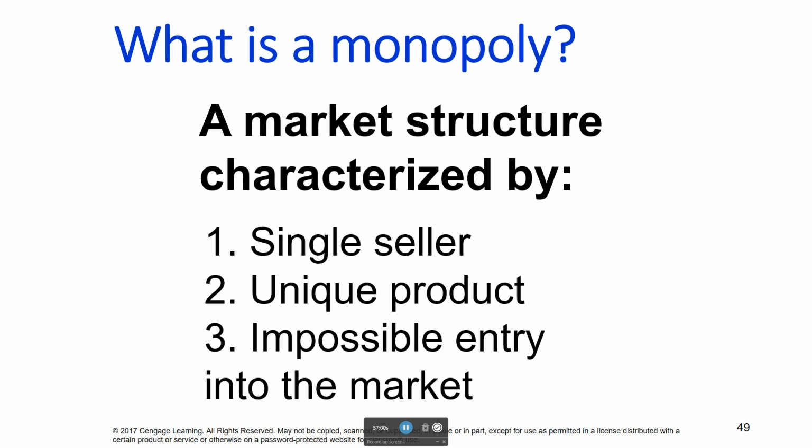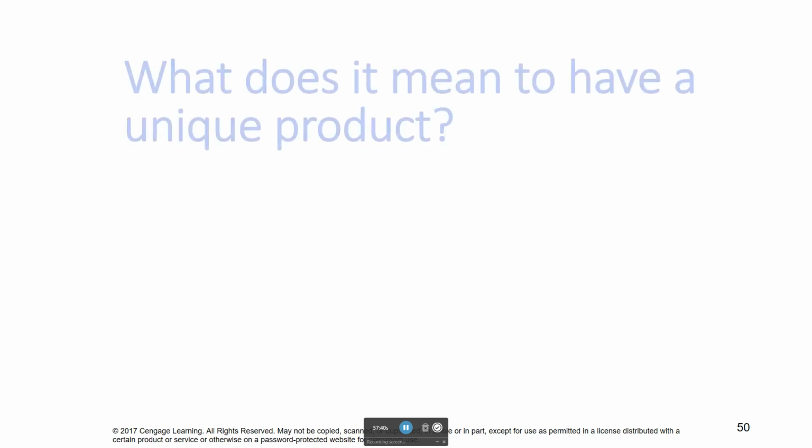Number 3, impossible entry. You cannot enter this market. This would be in contrast to perfect competition, where you had very easy entry into the market. Okay, a monopoly is what we call a price maker versus a perfectly competitive firm, which is a price taker. The market supply and demand curves determine the price that a perfectly competitive firm had to take. Here, a monopoly means when we say price maker, it doesn't mean they can make any price they want, but rather that they face a downward sloping demand curve instead of a horizontal one.